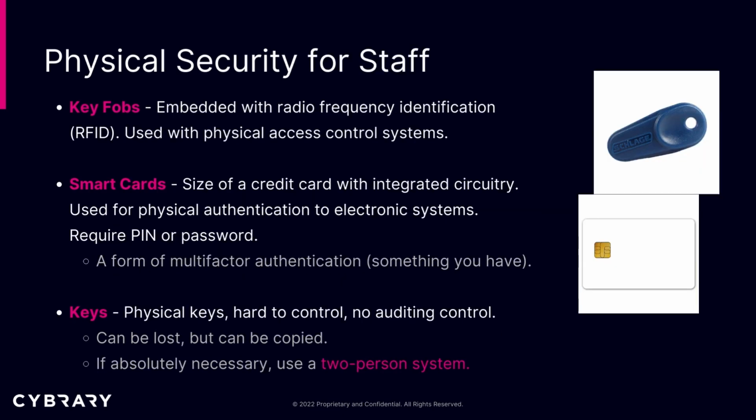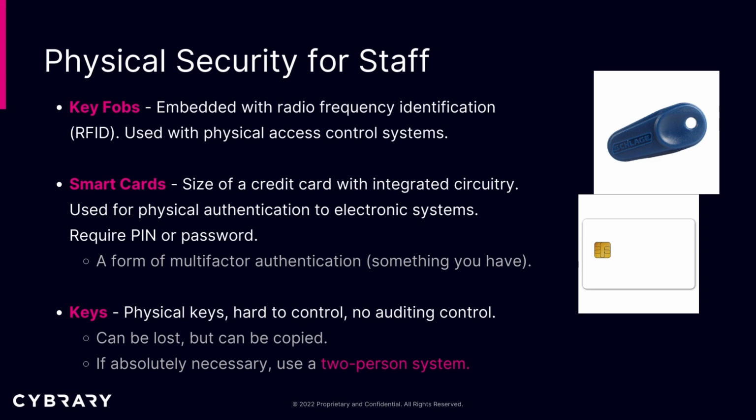Now, let's look at physical security items for staff, things that you may give your staff to use. Key fobs, embedded with radio frequency identification or RFIDs, used with physical access control systems. Smart cards, also sometimes used in the military and called CAC cards, the size of a credit card with an integrated circuitry. Now, they're used for physical authentication in electronic systems, and they may require a PIN or password. Now, this can be used as another form of multi-factor authentication.